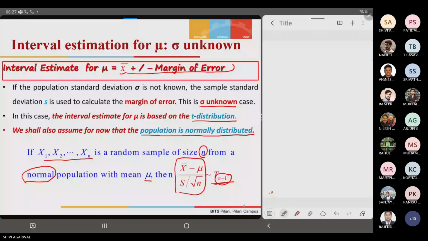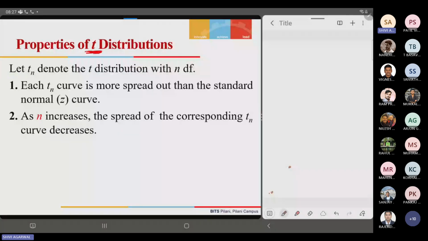Now, properties of the T distribution. We are not going into much detail, because the distribution part we have already done. We are just using some properties of the T distribution so that we can identify where we have to apply it. It is just an application of the T distribution we are doing here. Tn denotes the T distribution with n degrees of freedom. Each Tn curve is more spread out than the standard normal Z curve. The curve is almost the same, but more spread out. As n increases, the spread of the corresponding Tn curve decreases.